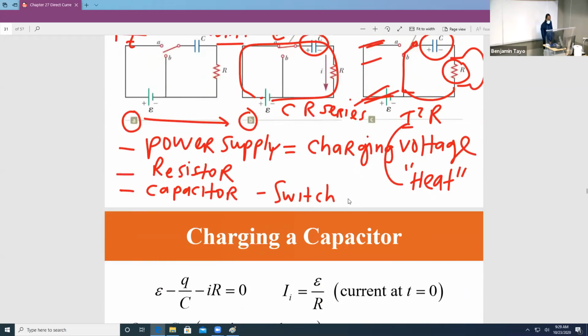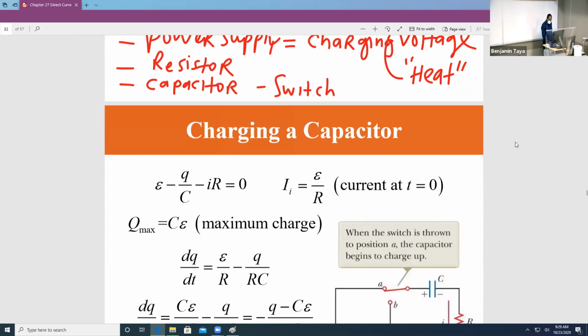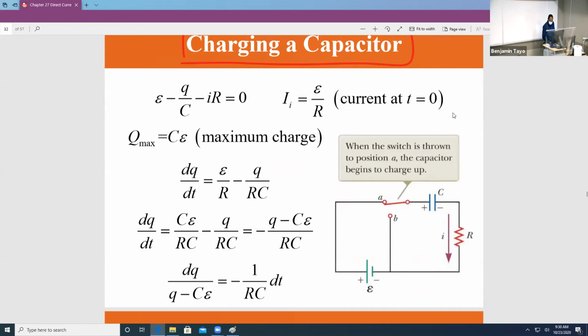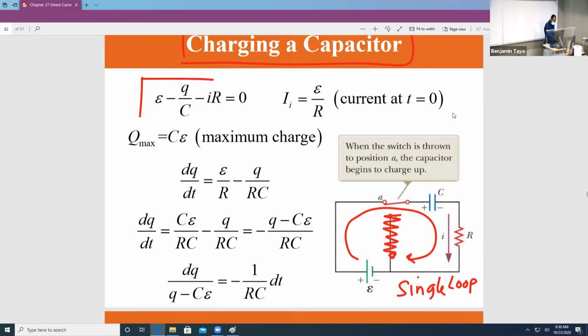All right, so let's look at this charging. Again, as I said, when you're charging a capacitor, just remove all of this. This is not playing any role, because the switch is connected to point A, so the current is flowing in this direction like that. Now, we're going to look at this as a single loop, so we can apply Kirchhoff's rule.